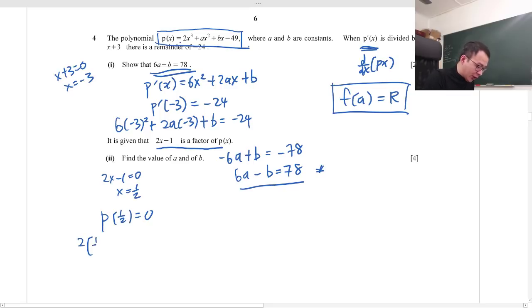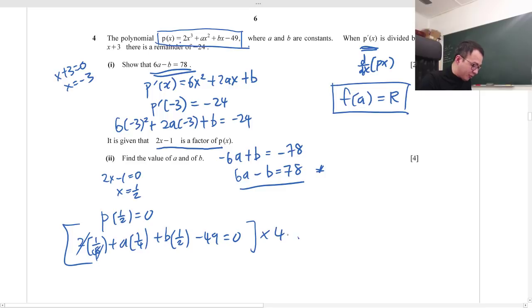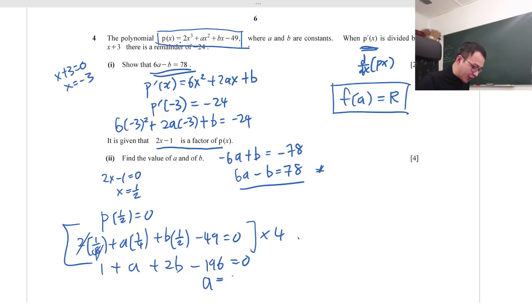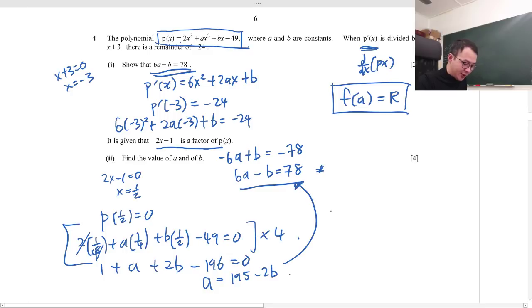So 1 over 2 cubed is 1 over 8, plus a times 1 over 2 squared is 1 over 4, plus b times 1 over 2, minus 49 equals 0. I will multiply the whole equation by 4 to make things easy: 1 plus a plus 2b minus 49 times 4, which is 196, equals 0. I make a the subject so I can do substitution, so a equals 195 minus 2b.